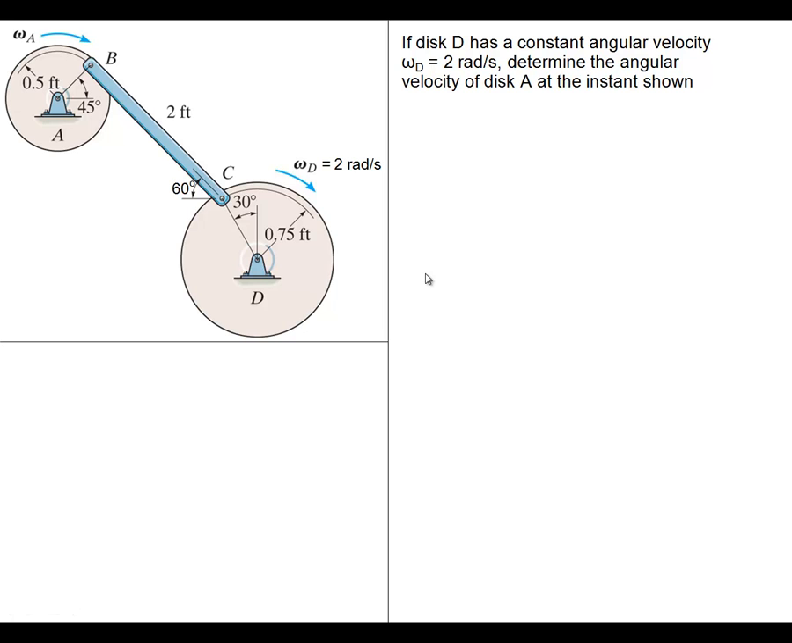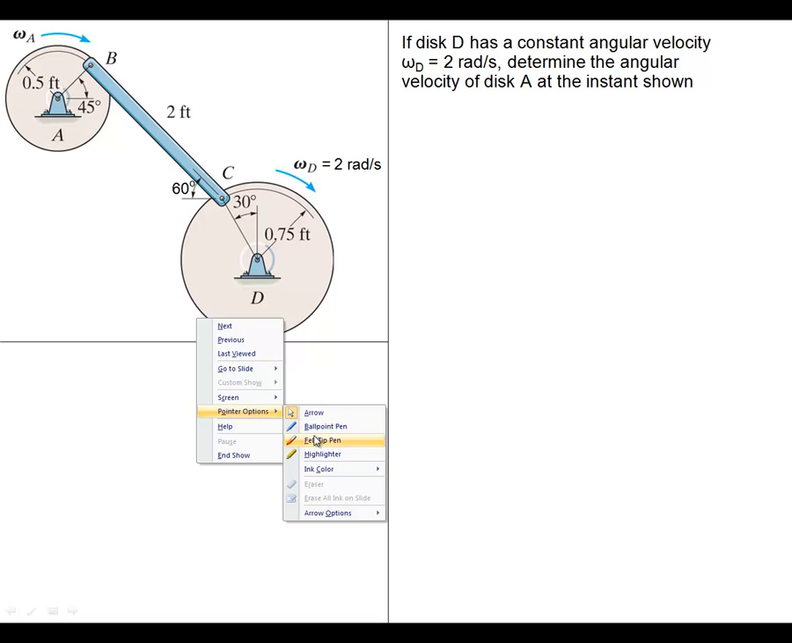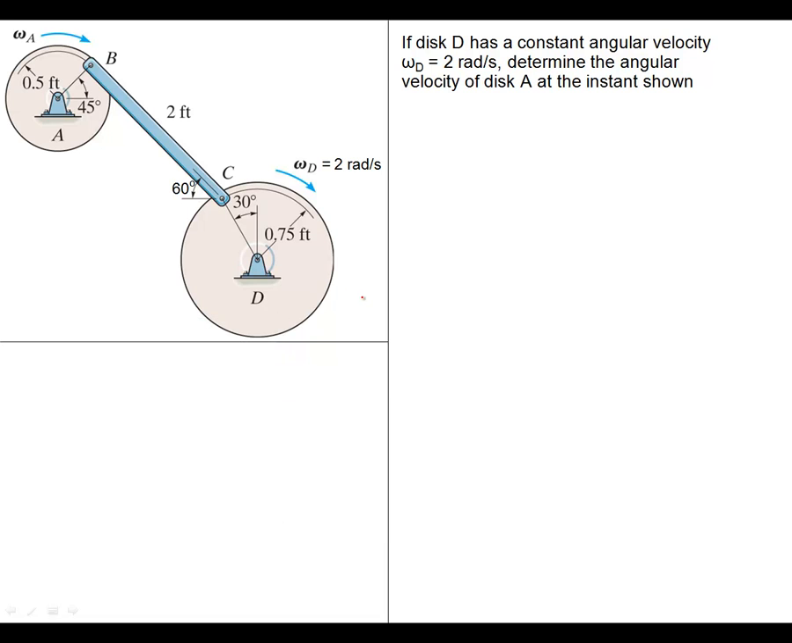If disk D has a constant angular velocity, 2 radians per second, so this disk right here has a constant angular velocity of 2 radians per second, I want you to determine the angular velocity of disk A here at the instant shown, where the rod happens to be in this particular position. So let's take a look at how we would do this.